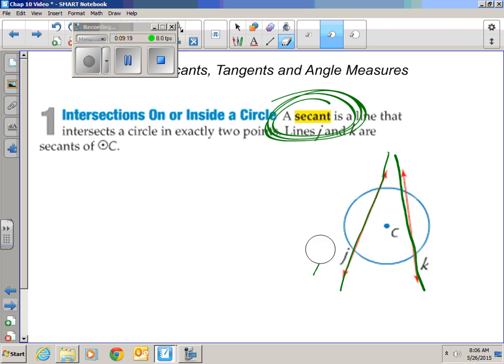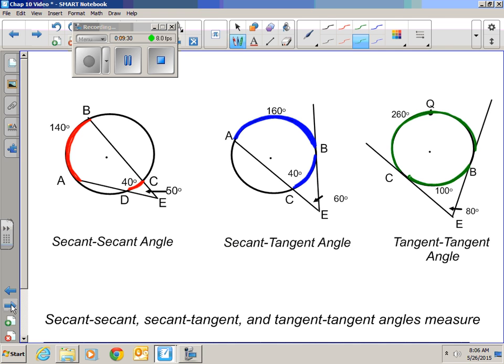Okay, so secants pass through the circle and they intersect the circle at 2 points. So, first type is an angle made up of 2 secants. A secant angle, we can see that this angle right here at E is a secant angle because both of these lines are secants. Okay? The second type is a secant tangent angle. Notice that we have a tangent right here in green, and we have a secant right here in red. That's a secant tangent angle.